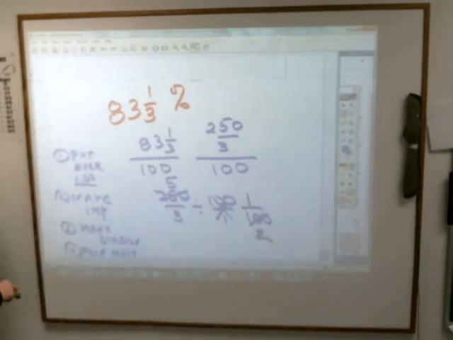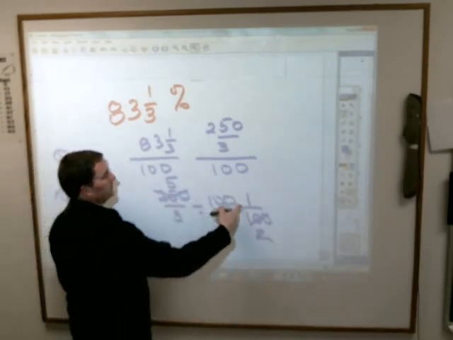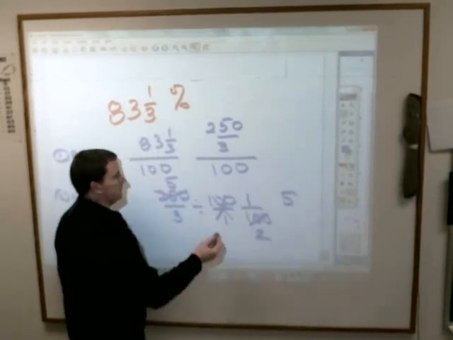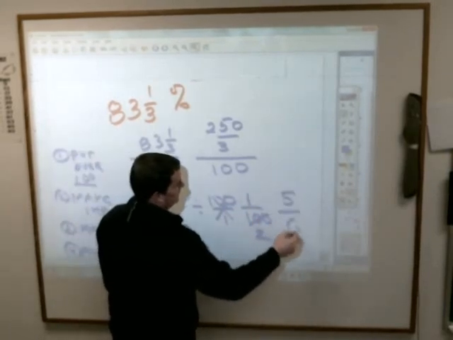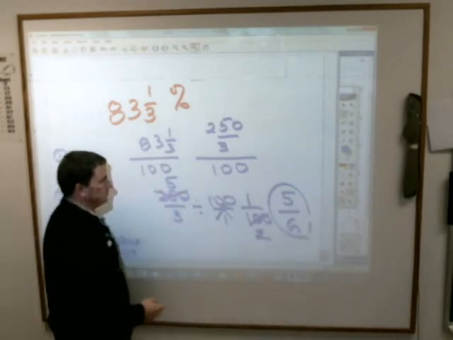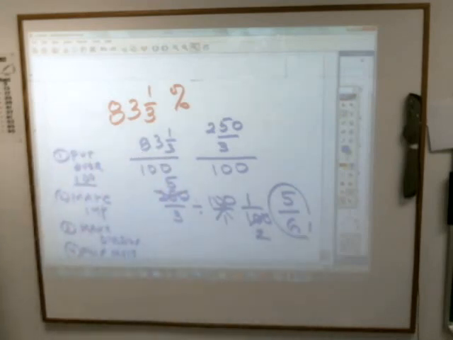What fraction do you end up with? 5 times 1 is 5. 3 times 2 is 6. Again, the math part isn't hard, it's knowing that you have to do that that might be hard.